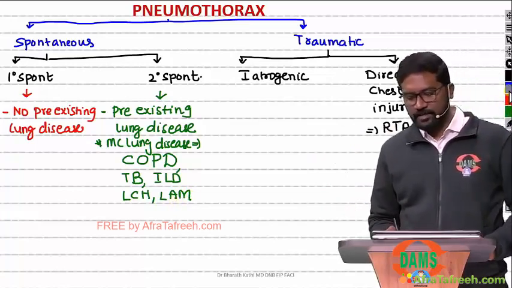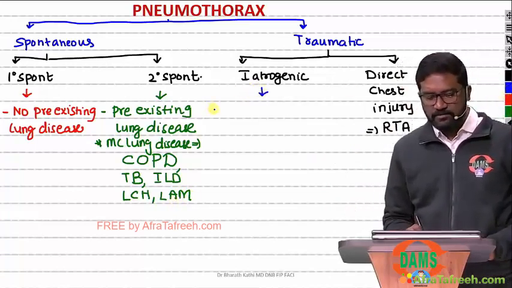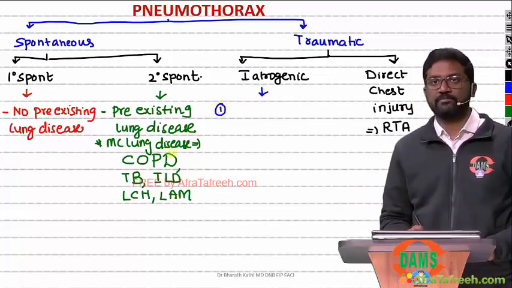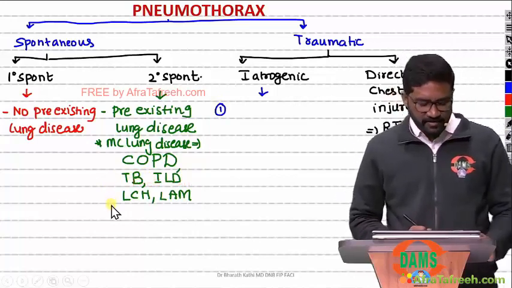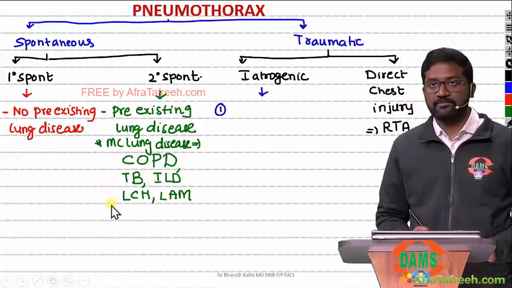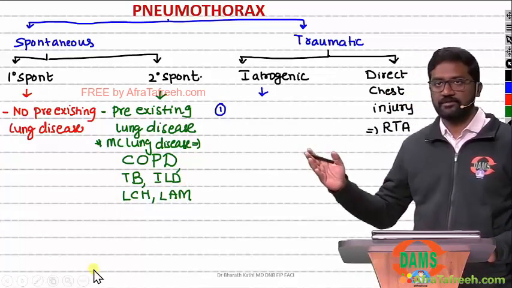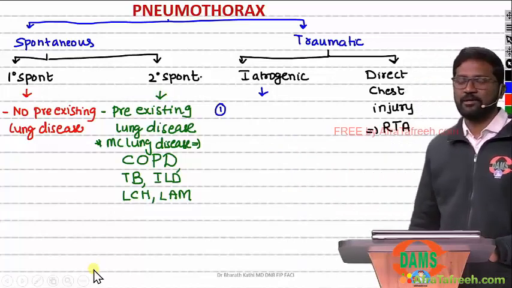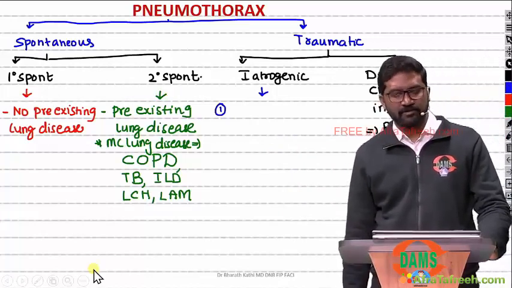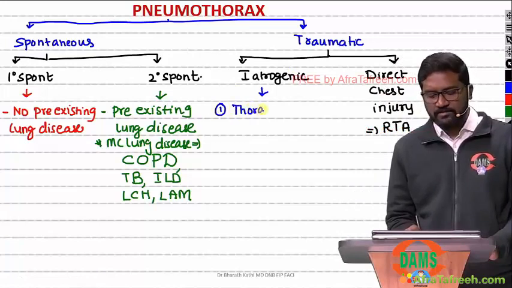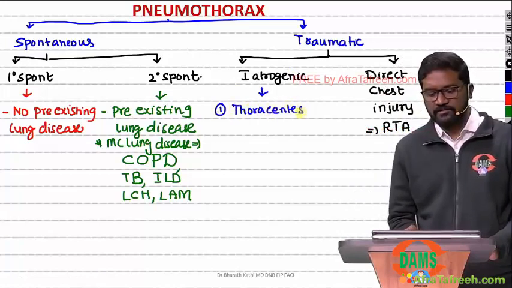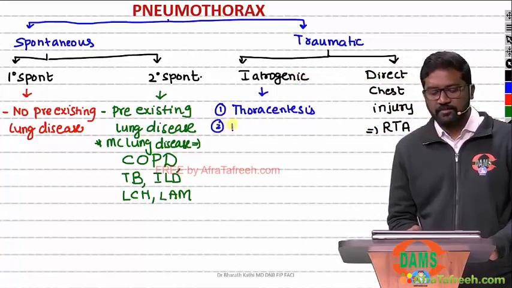Now coming to iatrogenic causes. What is the most common hospital procedure responsible for pneumothorax? I told you previously, I asked my first year postgraduate to get some sample from the pleural space. Gossiping with the intern girl, he inserted the needle very deep, not only damaging the pleura but also the lung. Whenever the lung is damaged, air escapes into the pleural cavity. So this common bedside procedure is thoracentesis.